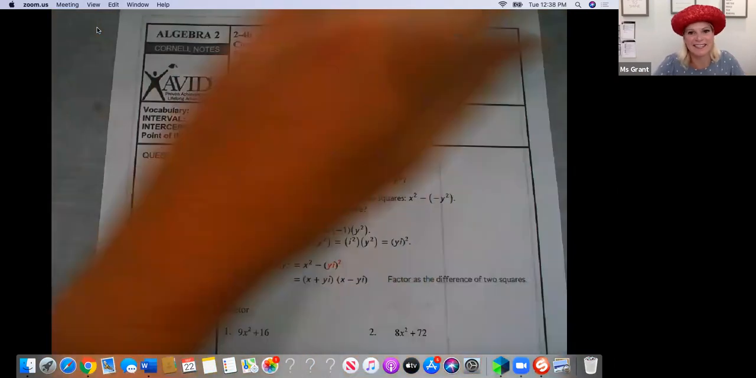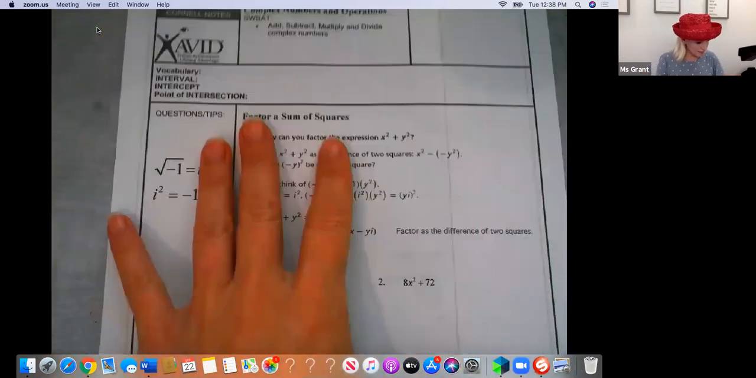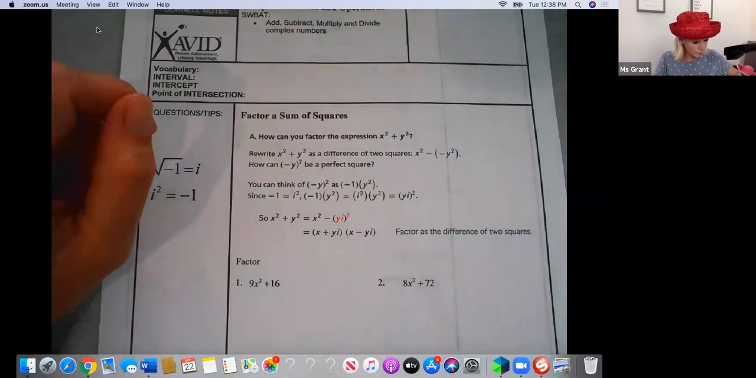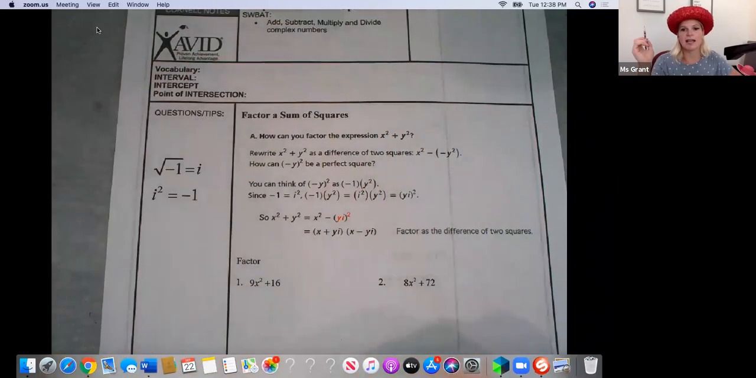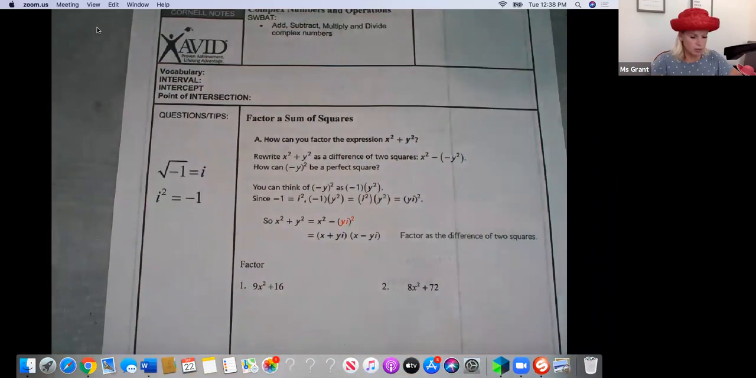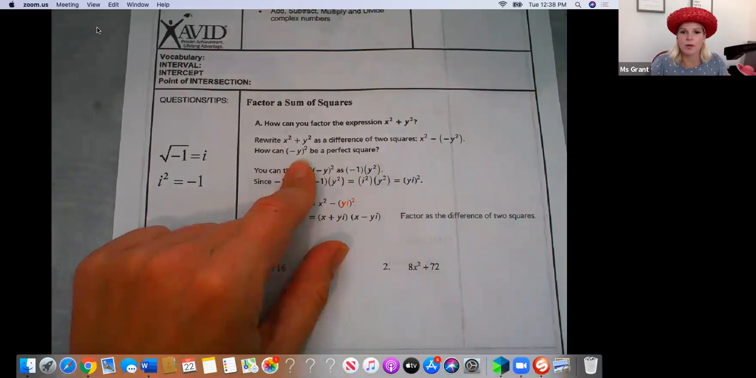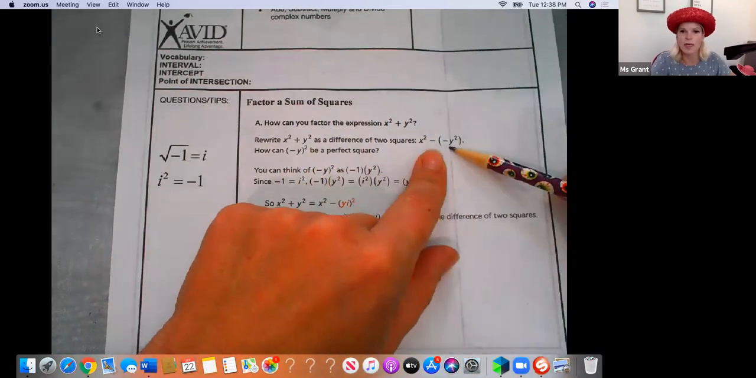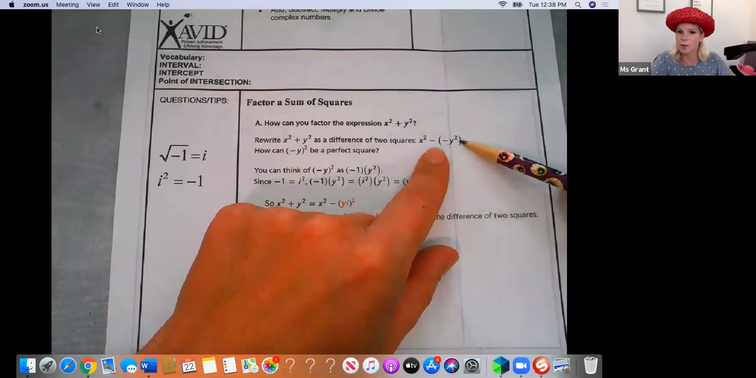All right, let's start. We have factoring a sum of squares. I'm going to remind you, the square root of -1 equals an imaginary number i. i squared equals -1. Let's first go through this together, okay? How can you factor the expression x squared plus y squared? I'm going to rewrite x squared plus y squared as a difference of two squares, because see the double negative? x minus -y squared.